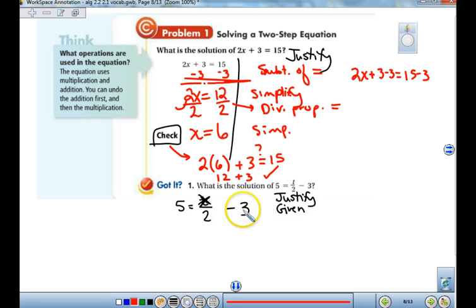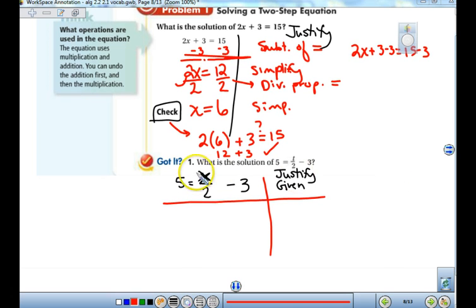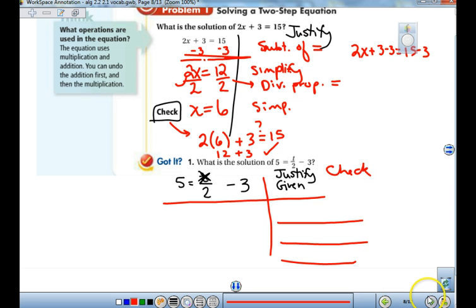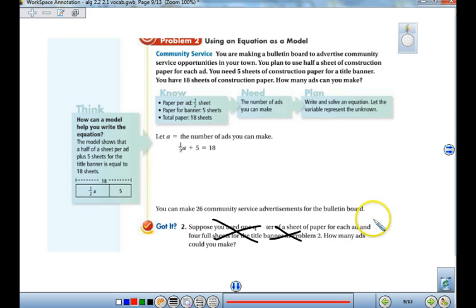So the got it part, you're going to try this: x divided by 2 minus 3. The given is the problem. You're going to do the next step. So look at my example and try and go through this. I want a reason for each step that you are doing. And then please, please, please make sure you do the check. I'm going to see how you did on this and look at it in class.